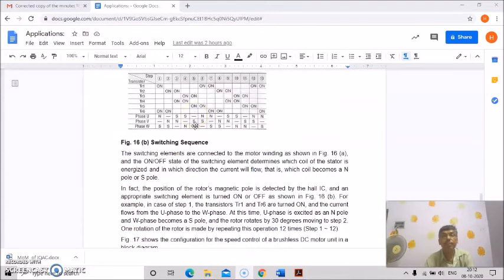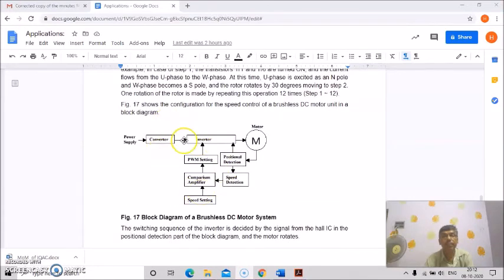So this figure 17 shows the configuration of the speed control of a brushless DC motor unit in a block diagram. This is the motor, this is the power supply, this is the converter, this is the inverter, and it is given to the motor. This is the position detection, this is the speed detection and speed setting, then the comparison amplifier, then the PWM setting for the operation of the inverter, and this output is given to the motor.